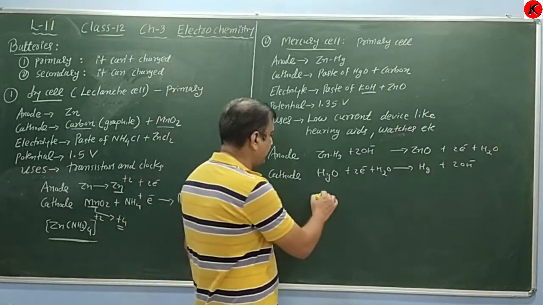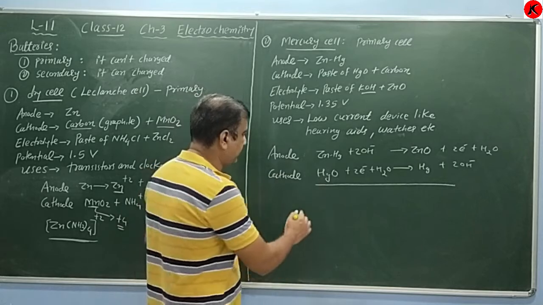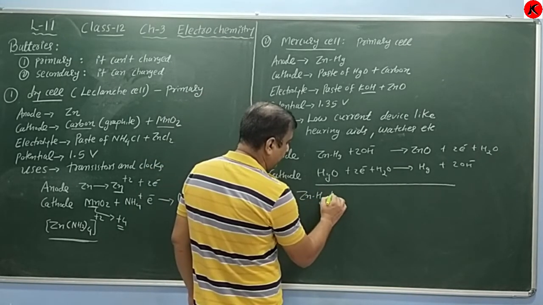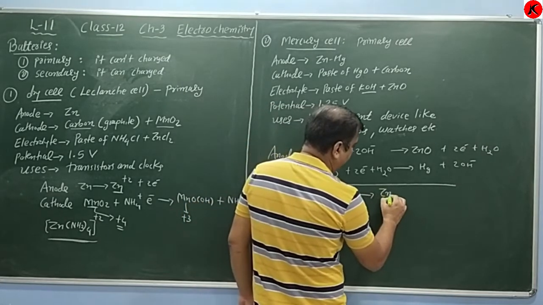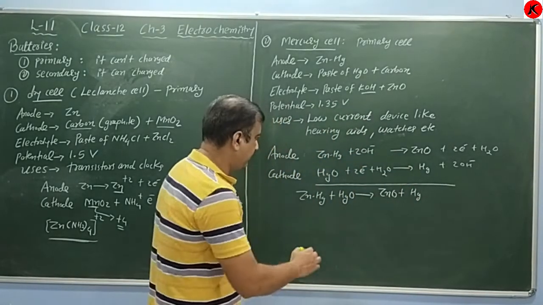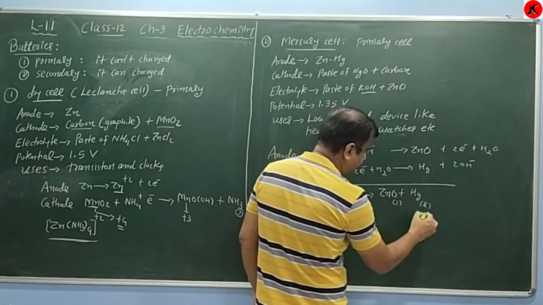Now the cell reaction, that means the overall reaction, is obtained by addition. That means zinc amalgam plus HgO gives ZnO plus Hg. This is in solid form, and this is liquid.